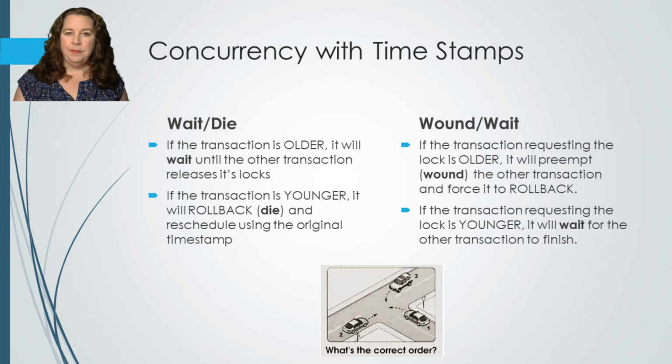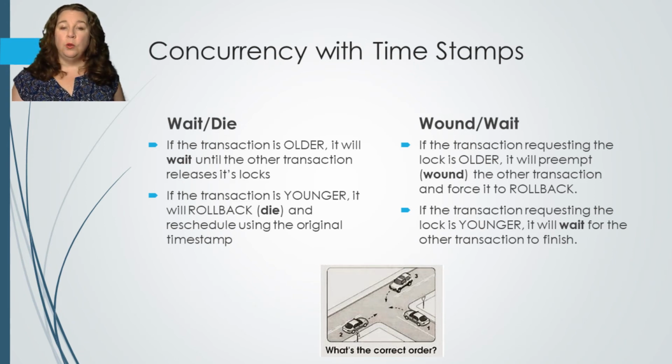So wait-die is a style that says the older transaction, the one that started first, will wait until the younger transaction releases its locks. If the transaction is younger, it will die. It will roll back and release its locks and then be rescheduled using its original timestamp.